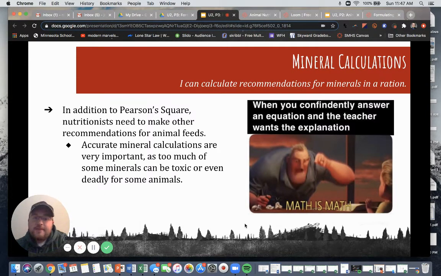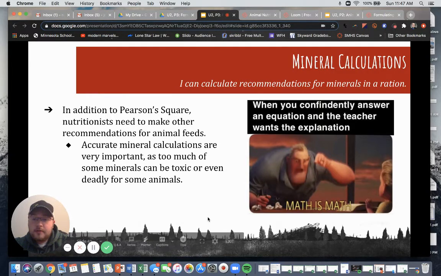This is all going to be focusing on mineral calculations, and I'll break this up into me teaching and then also us practicing. So in addition to the Pearson square method, nutritionists need to make other recommendations for animal feeds. Accurate mineral calculations are very important, as we've discussed, because if we have too much of something or not enough of something, it could be very dangerous or harmful to the animal. It could also cause toxicity, especially in sheep, as we talked about in the previous lecture.